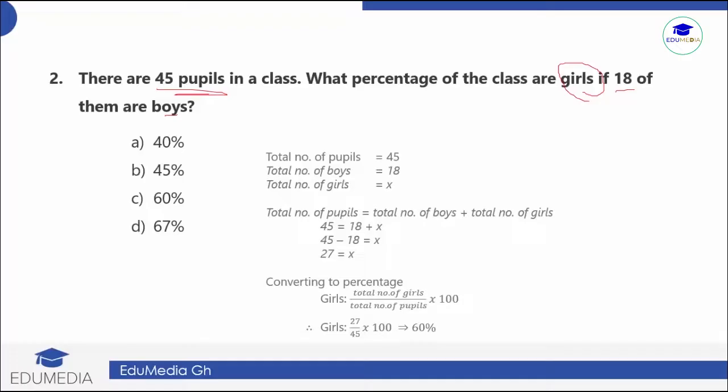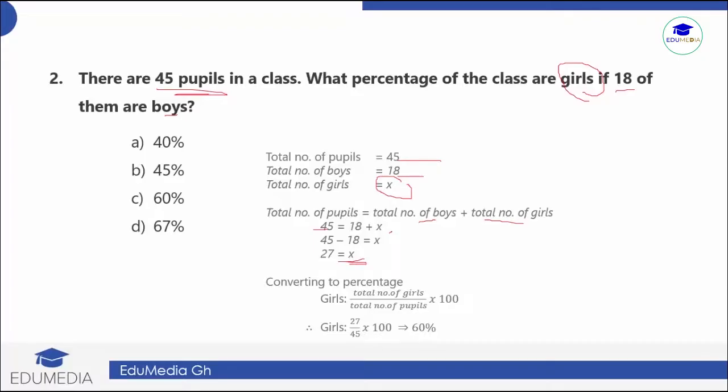All right. So what I did here is: total number of pupils 45, total number of boys 18, and total number of girls is what you are looking for. We don't know that. So total number of pupils equals total number of boys plus total number of girls. Since we know our total number of pupils, which is 45, we equate it to 18, the total number of boys, plus x, the total number of girls. When we manipulate this equation, we end up with x representing 27.